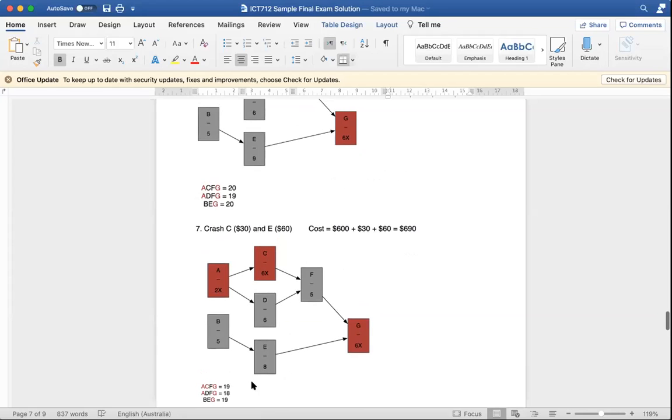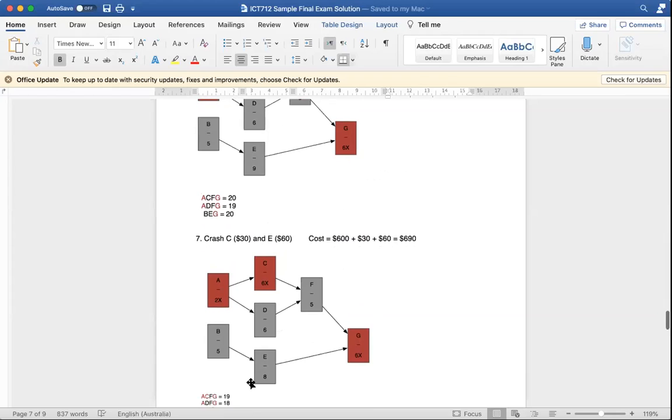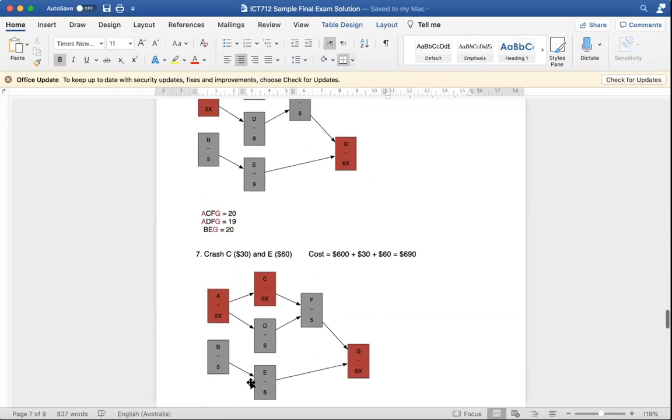But still, now we have to again crash C, F, G, and B, E, G, right? Because both are again 19 and 19. So now we have 19, 19, and 19. We have to crash either D or F. Which one is going to be cheaper for us to crash? D or F? F. And between B and E, which one is going to be the cheaper? Let me check.